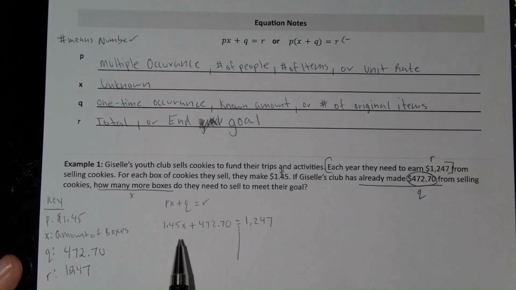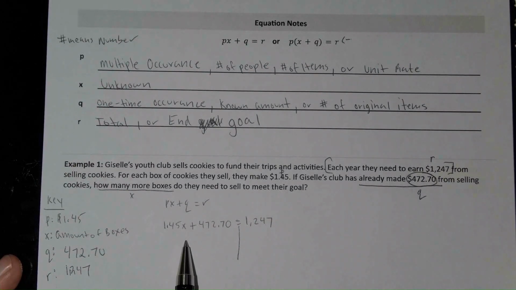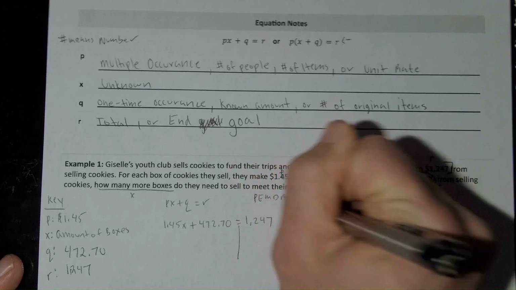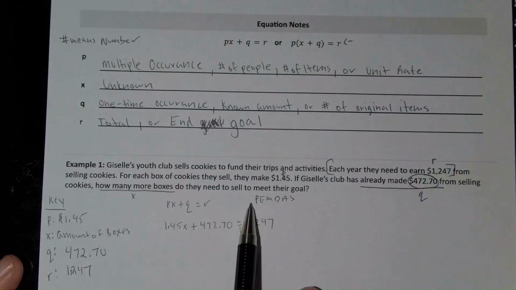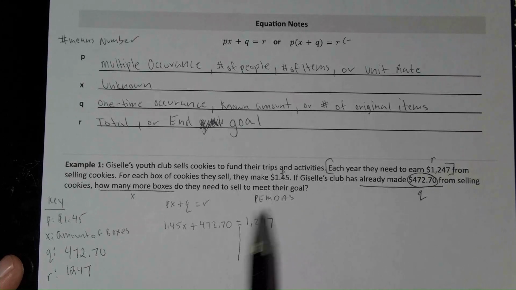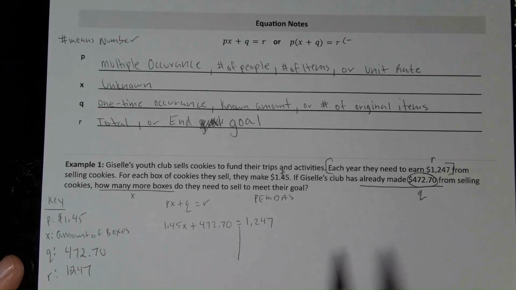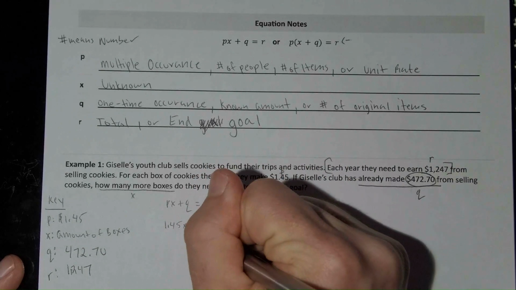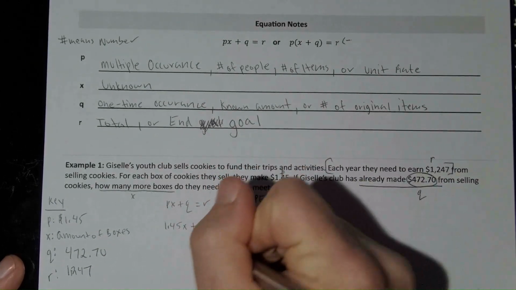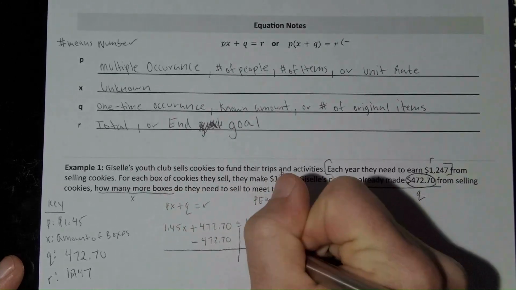And so we need to do reverse PEMDAS when solving a two-step equation. What we see here is if I was to write PEMDAS up top, you want to start from the right and go to the left when solving a two-step equation. So that means adding or subtracting first. The inverse operation to addition is subtraction. So I need to subtract $472.70 from both sides.